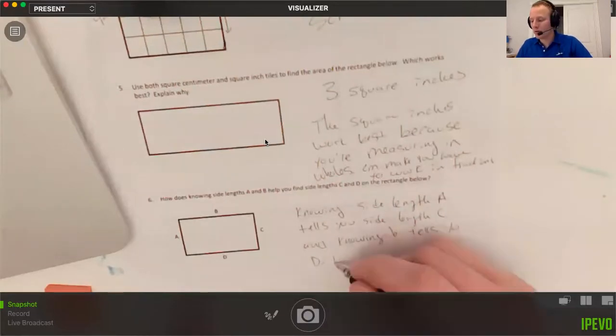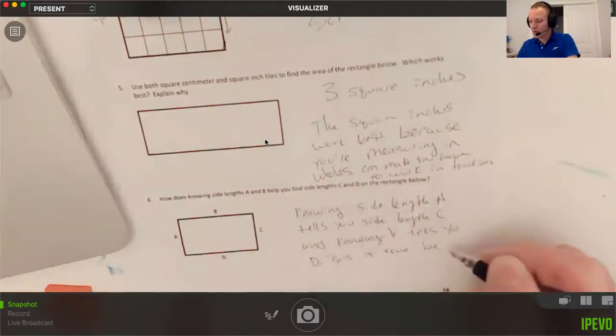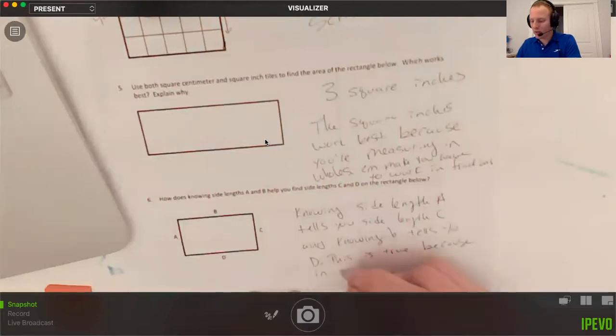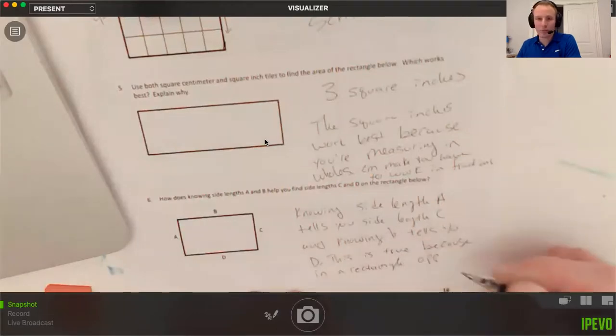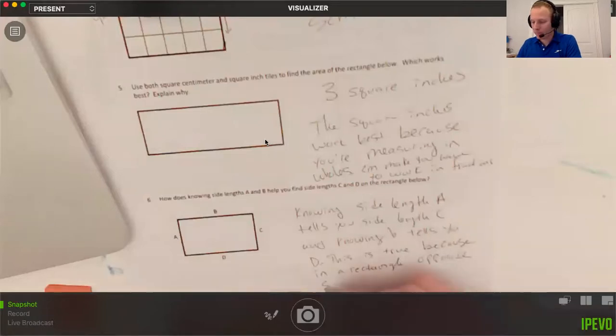Now that's true, but I would encourage you to go above and beyond that and say this is true because in a rectangle, opposite sides have the same measurements. Just barely squeezed it in on the page there.